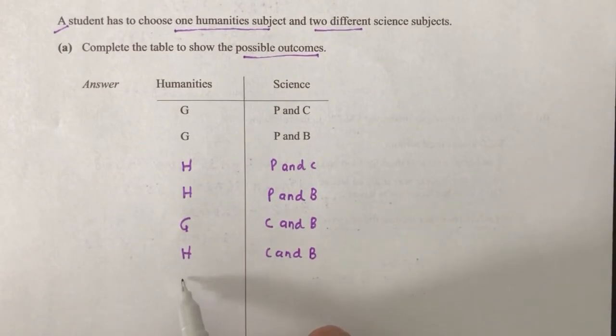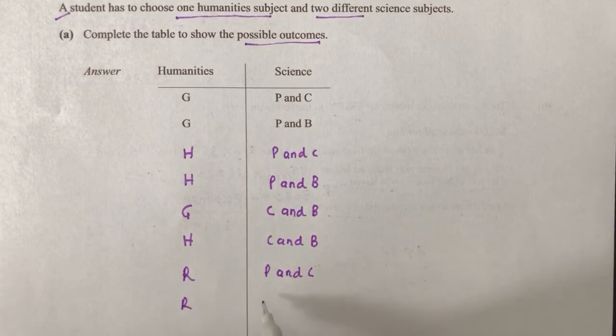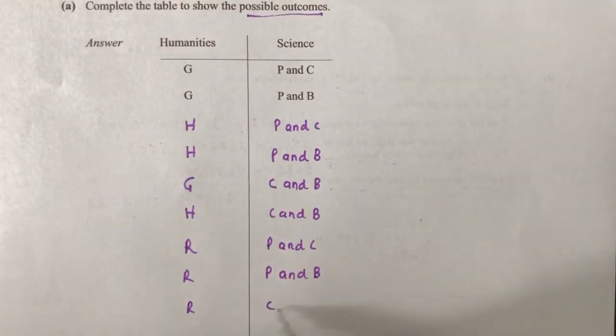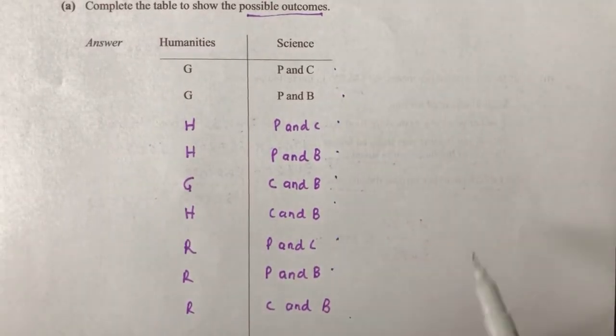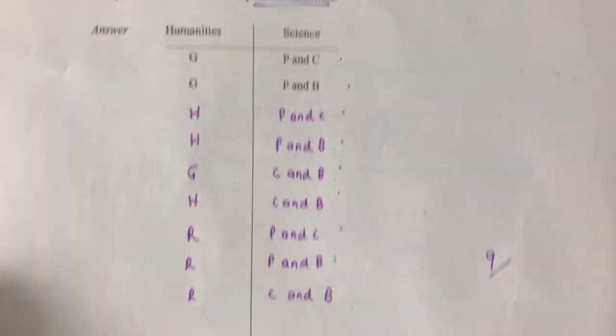Now for the last one, R, it can be P and C, and P and B, and the last one will be C and B. So we have 1, 2, 3, 4, 5, 6, 7, 8, 9. So we have 9 possible outcomes for this question.